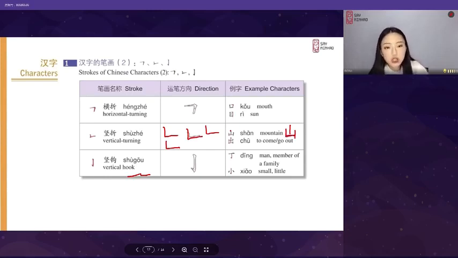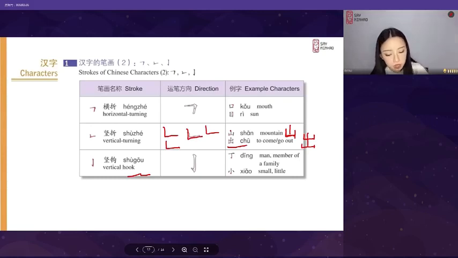Next one is 出, Chu, which means to get out. Now let's see. It is a vertical turning and then a vertical. A vertical turning and then a vertical and then a vertical. This is a vertical turning.